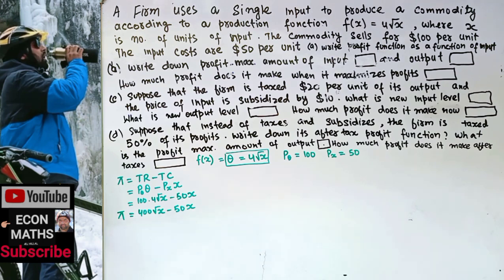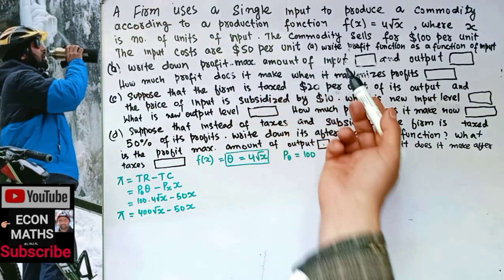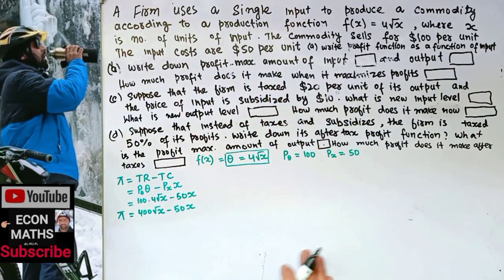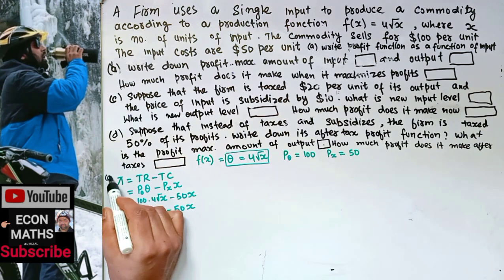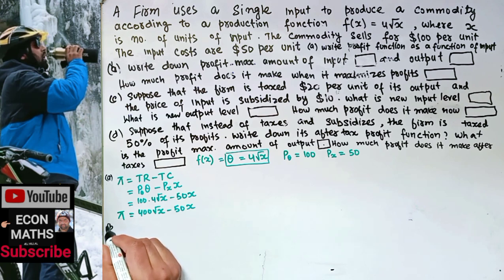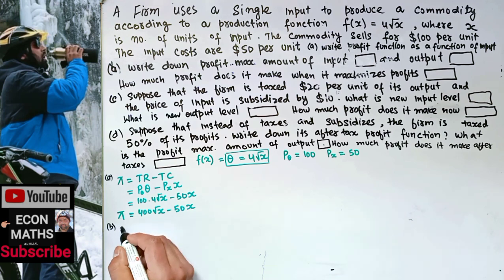Now the next question tells us, write down the profit maximizing amount of input. Now second part is profit maximizing amount of input. So profit maximizing amount of input will be when our marginal profit is equal to 0. Marginal profit is simply the derivative of profit function with respect to input. It should be equal to 0.